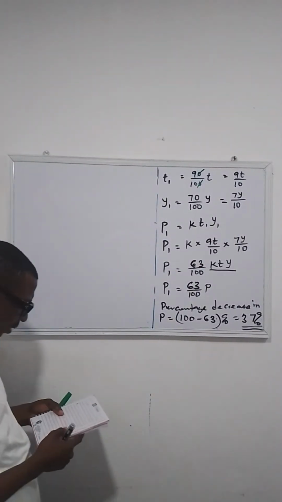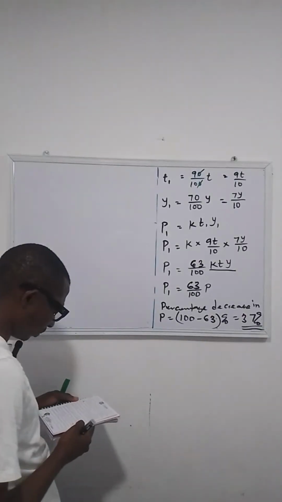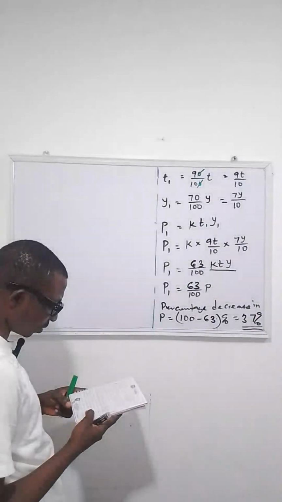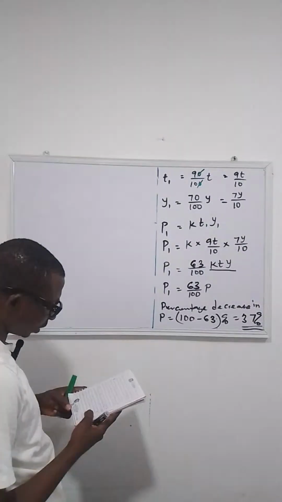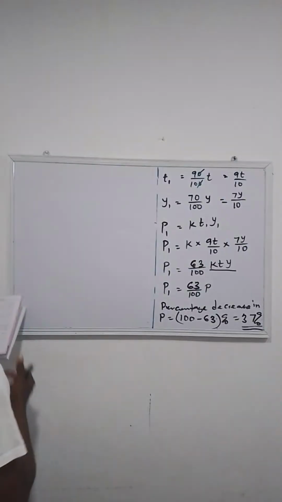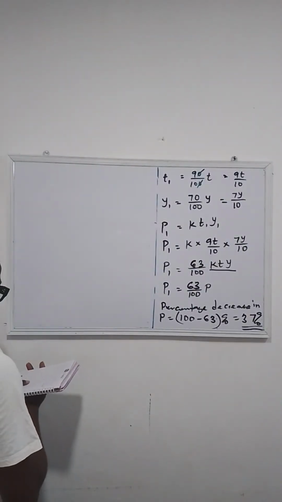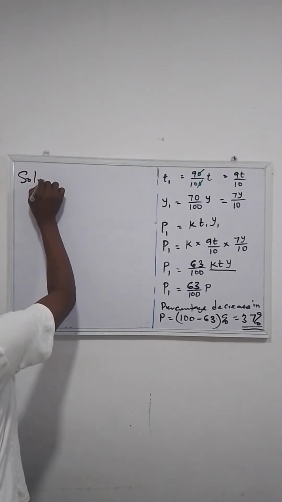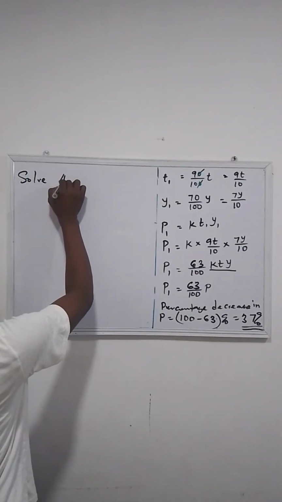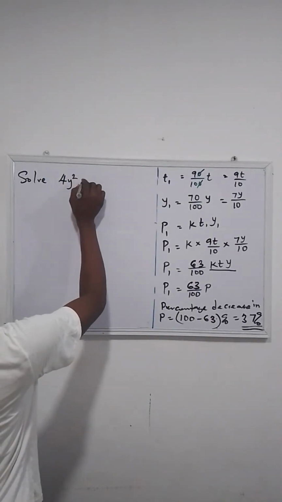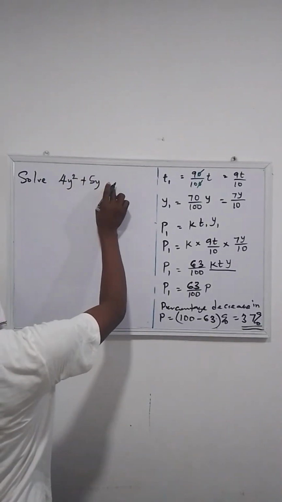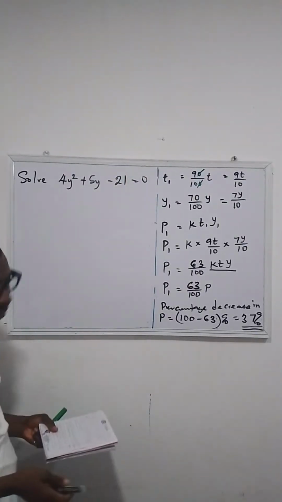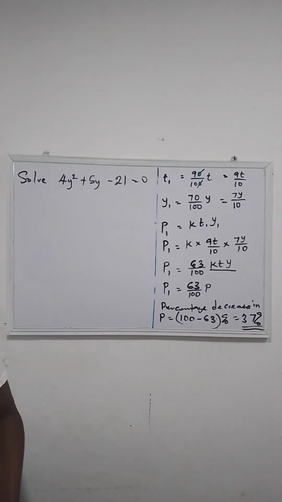All right. Let's move down to another question. Let me pick this question from quadratic equation. Right. So we have: solve 4y squared plus 5y minus 21 equals 0. Okay, so that's the question.